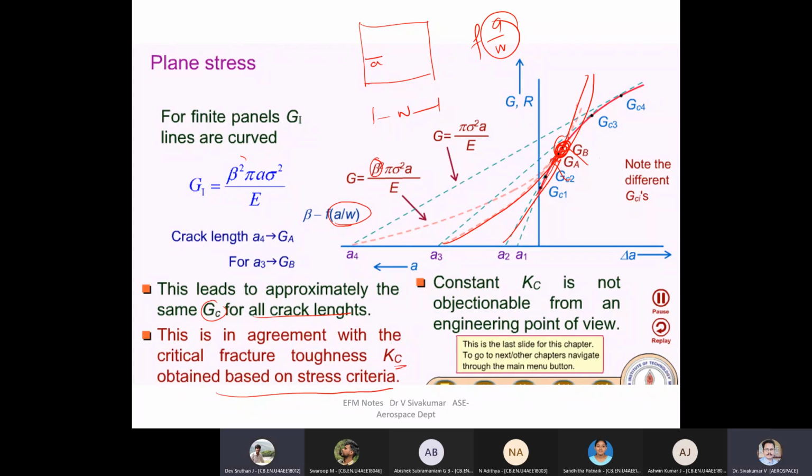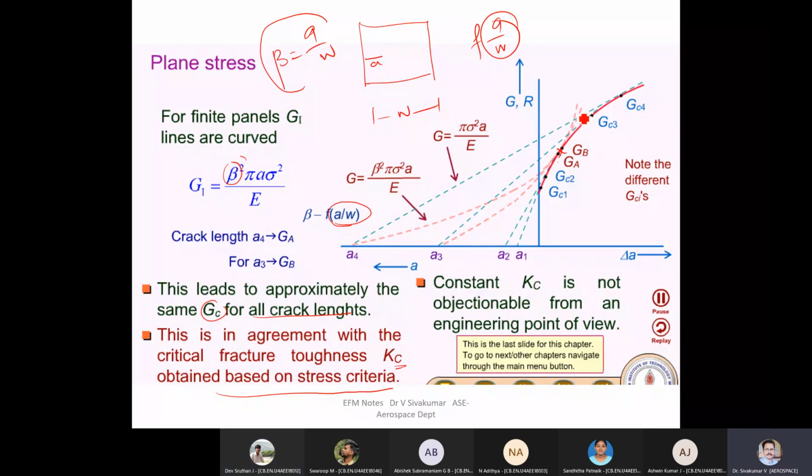Sir, can you repeat what is beta? Beta is one parameter I'm adding. It is a geometrical parameter, nothing but a by W. If I add this factor, I get a consistent result. That means each point is meeting the R line at a particular point. It is a research finding.